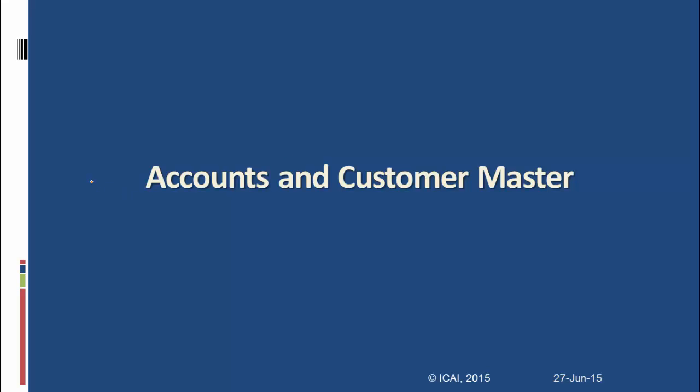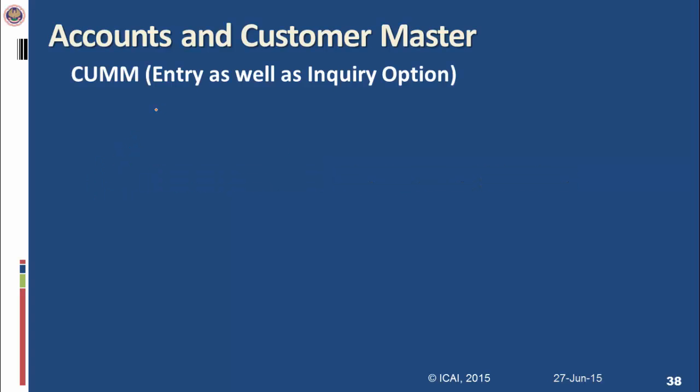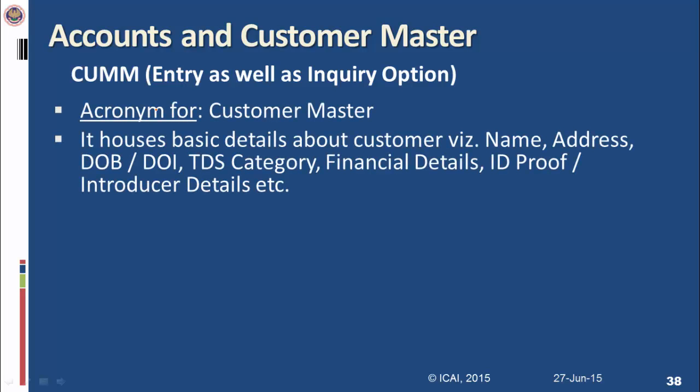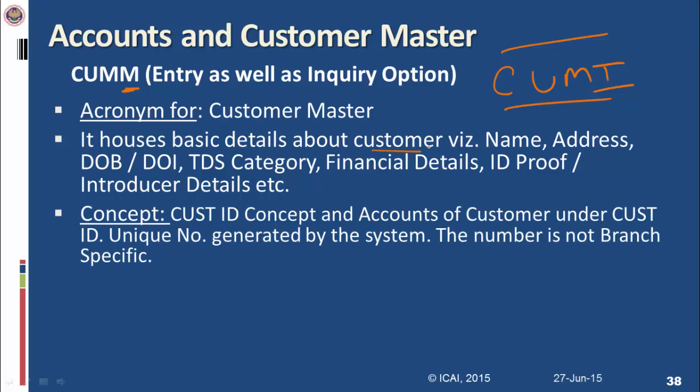So now we are first on to accounts and customer master. The first command is CUMM, customer master maintenance. We can use the command CUMI also, right? You will find that the last character M is generally used by branch users who can initiate the transaction, whereas if it is replaced with I, again generally, we can use it in inquiry mode. It is for customer master details, as we have discussed earlier also, right?